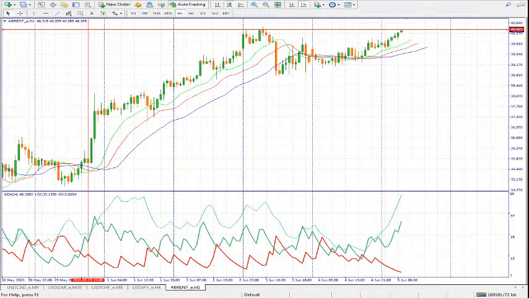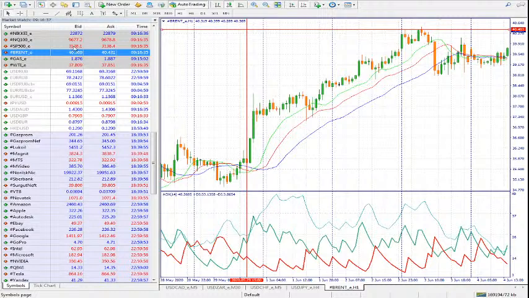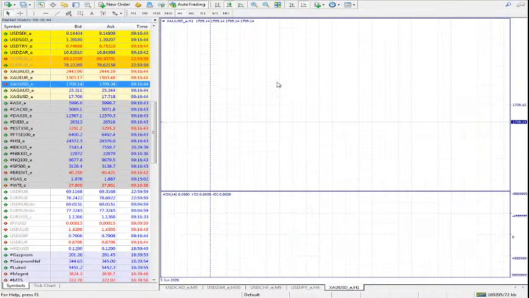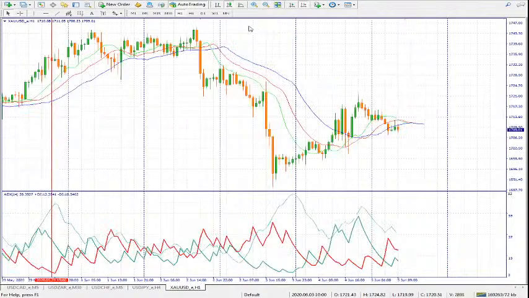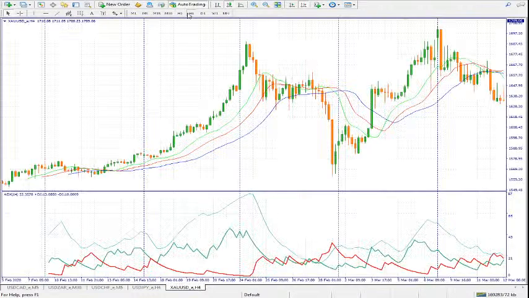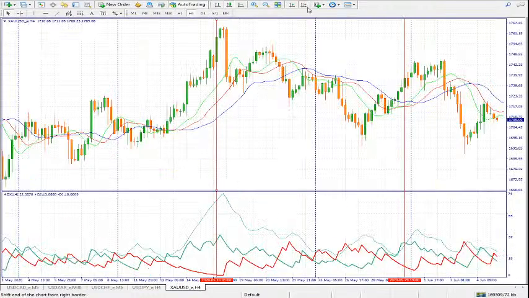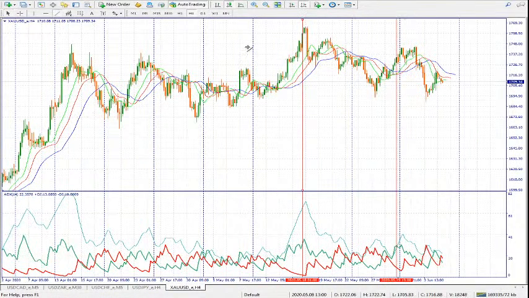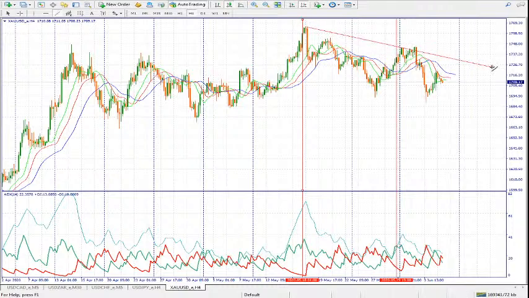So the next chart we want to look at, gold. Gold, so far there is nothing much happening. We had some uptrends a few days ago, but so far there's nothing much. Instead, the price is consolidating.